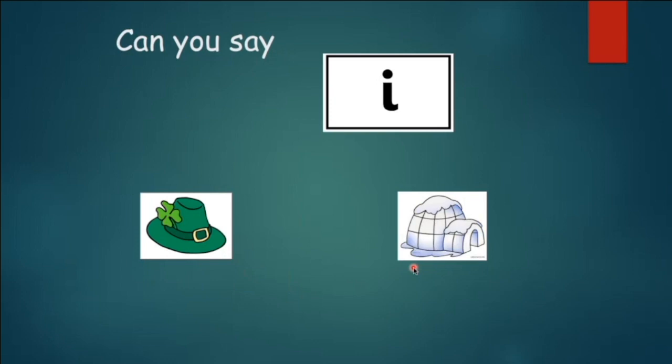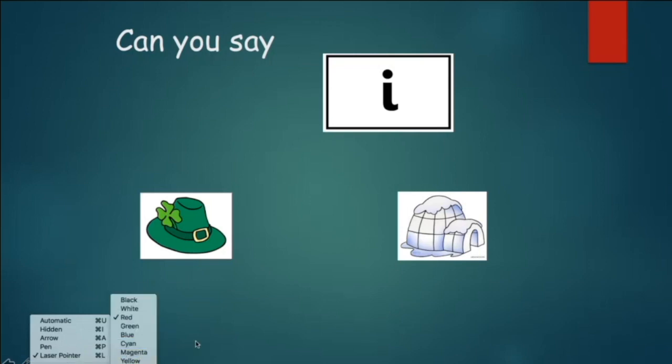Now let's move on to the next one. What do we have here? We have here the letter that says E. E. What do we have here? The letter that says E.